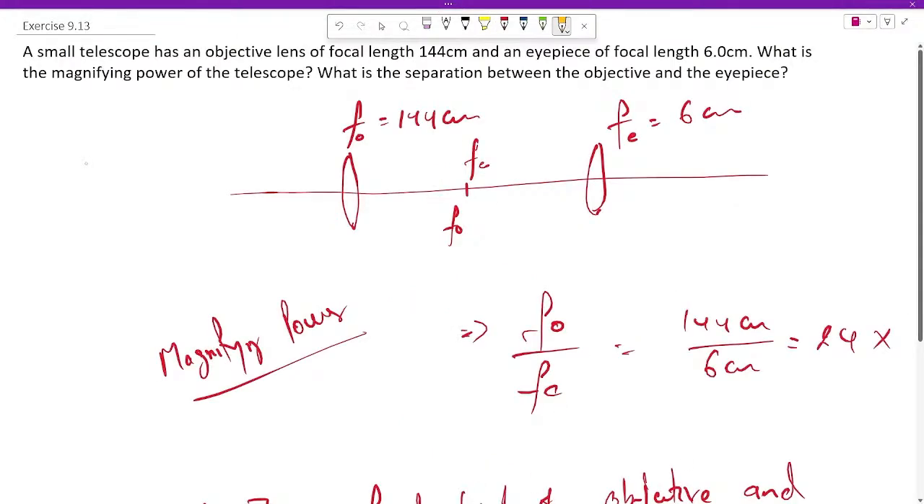The question is saying that a small telescope has an objective lens of focal length 144 centimeter and an eyepiece of focal length 6 centimeter. What is the magnifying power of the telescope? What is the separation between the objective and the eyepiece?